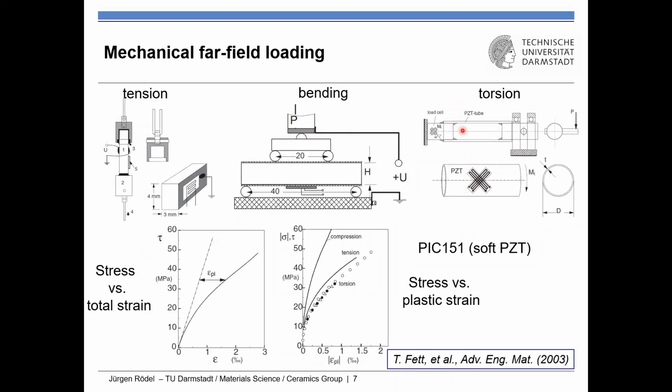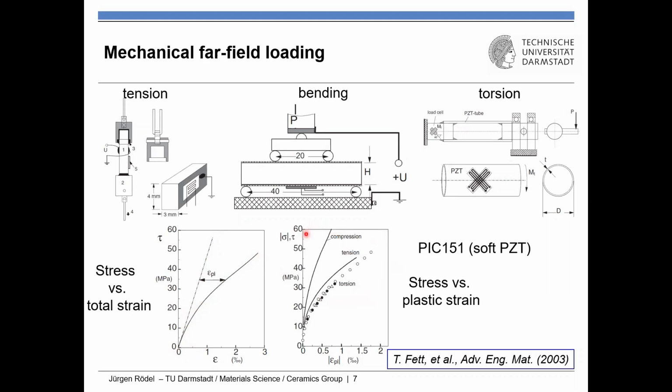Then you get a different loading mode. This is mode free, and only if you do something like this do you find the yield surface. This is an example for a soft PZT. This is the stress versus the total strain. You apply, in this case, a shear stress. You get a linear curve and you get a plastic deformation, which is the domain switching.